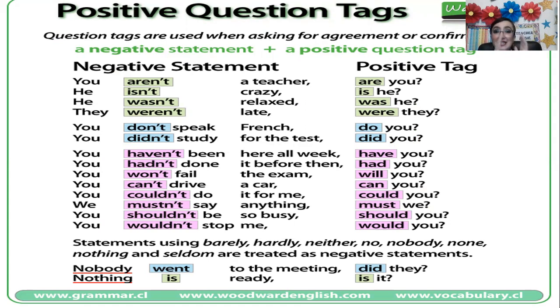When you have a negative statement, you are going to have a positive tag. And then the opposite: with the affirmative statement, you are going to have a negative tag.